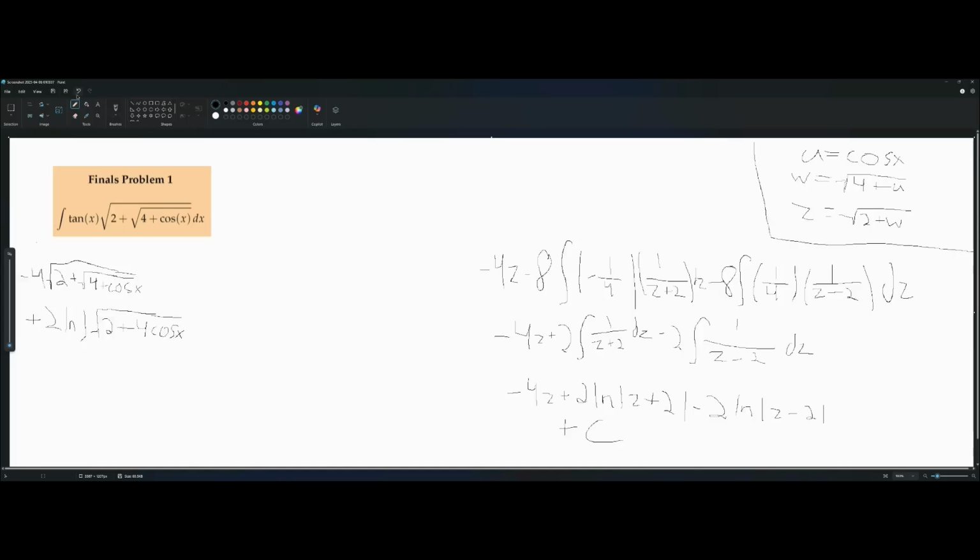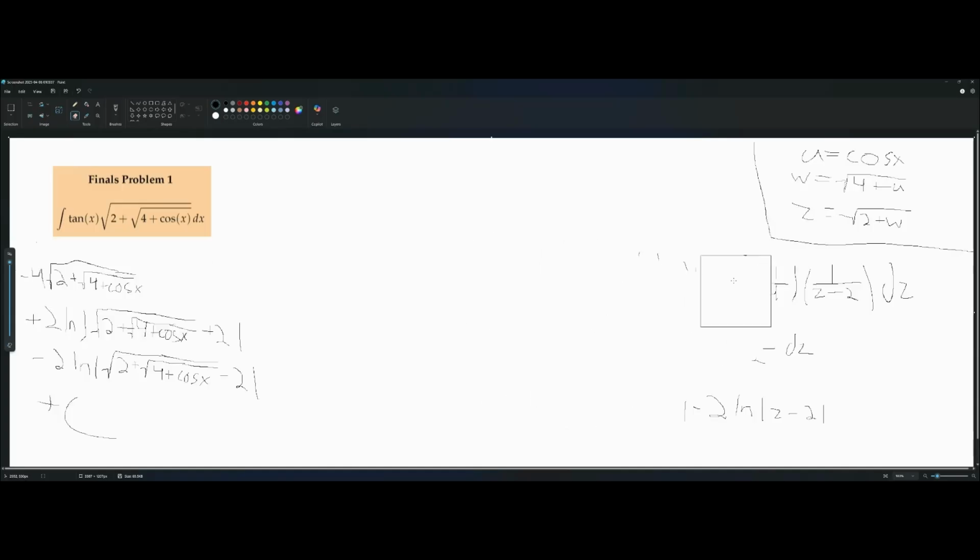Oh, my bad. Not cosine, sorry. Times the square root of 4 plus cosine of x plus 2, minus 2 times the natural log of the absolute value of 2 plus the square root of 4 plus cosine of x, minus 2, plus c. And when we simplify this, we get our final answer.